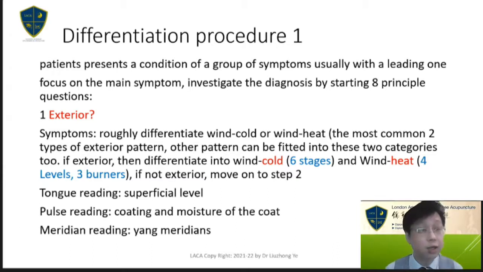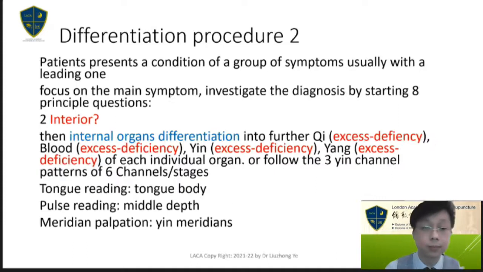When you believe it is exterior, then you go down to the tongue reading, your pulse reading, and then your meridian palpation. Then to narrow down the diagnosis to the specific yang meridian that has the most sensitive ratings, your conclusion on the yang exteriors is completed. Then you can just put it aside and move on to step 2. So step 2 will be the inquiry investigation into the interior condition.